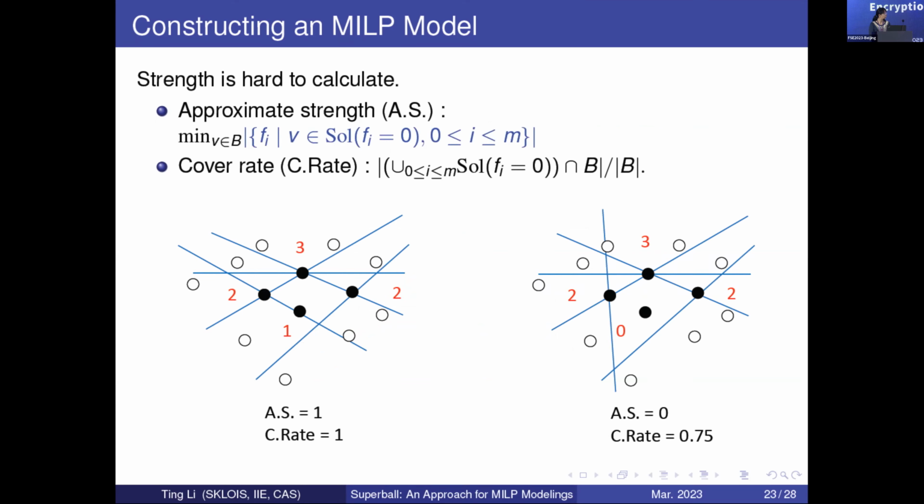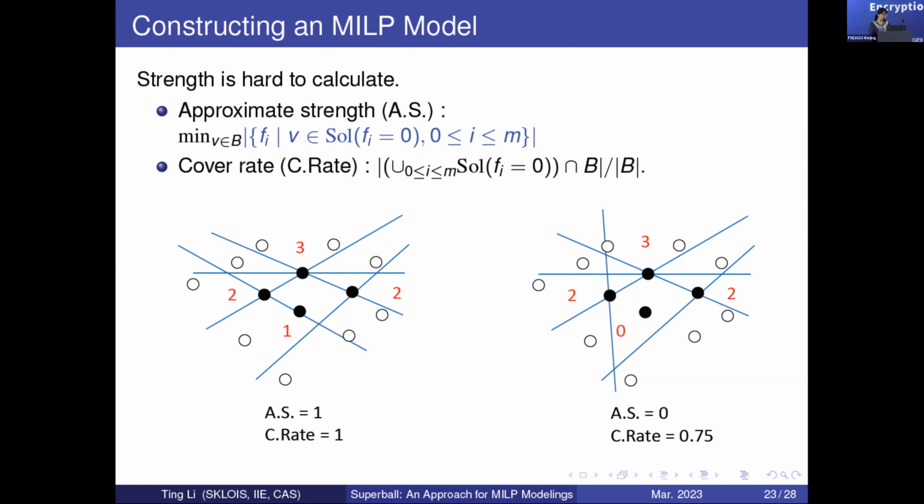And the blue part of this definition is the number of hyperplanes that the point V lies on. And the approximate strength is the minimum of this number over the points V in B. Here, B is the set of outermost points in the feasible region.